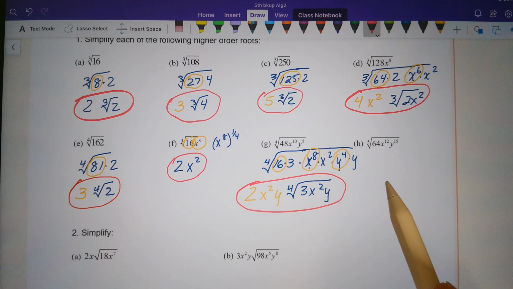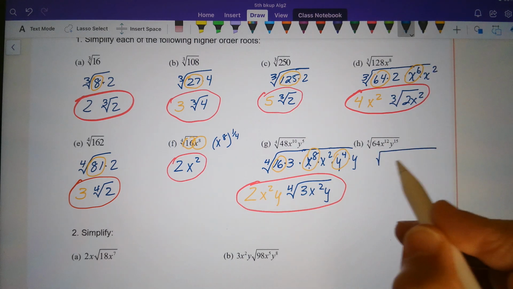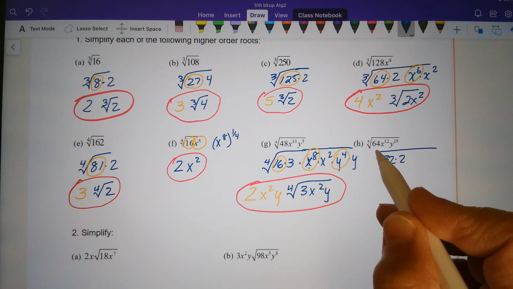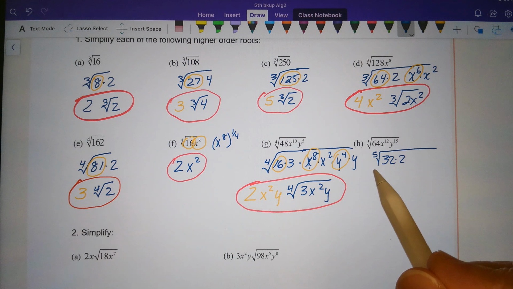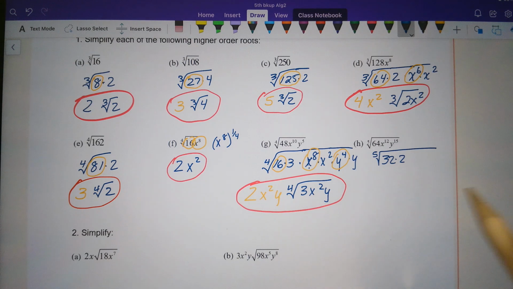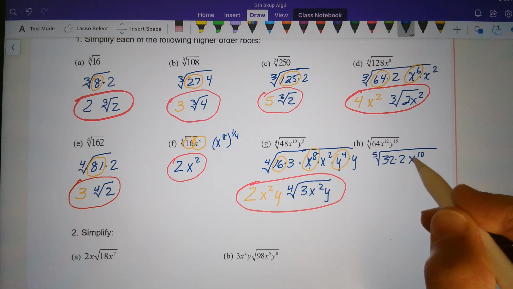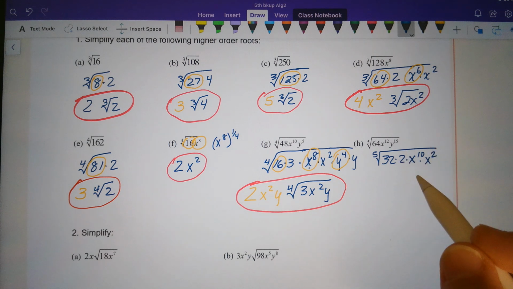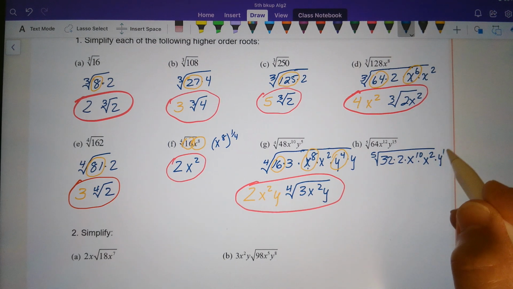Here we have a fifth root, 64. 2 to the 5th is 32. So this is 32 times 2. Let me not forget our root here of 5. X to the 12th. We're going to break down the 12 into the largest multiple of 5 that is less than 12, which would be 10. So this would be x to the 10th times x squared, and y to the 15th. 15 is a multiple of 5, so that can stay. So y to the 15th.